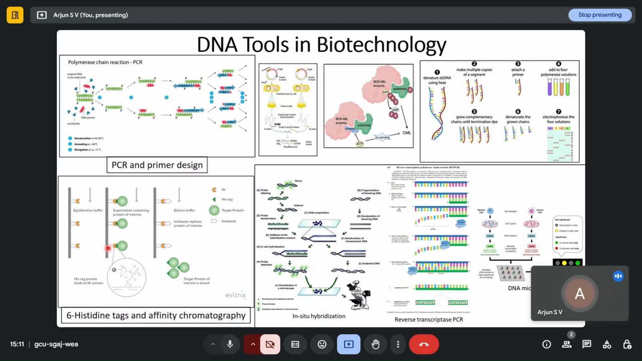chromatography. And after that, we also discussed certain concepts which involve the use of PCR as well as this affinity chromatography, mainly in the production of insulin, human growth hormone, as well as this BCR-ABL gene enzyme system. And we also saw more about the transgenic goats for antithrombin production and other products generated using these DNA tools, like tissue plasminogen activator and human growth hormone, etc.